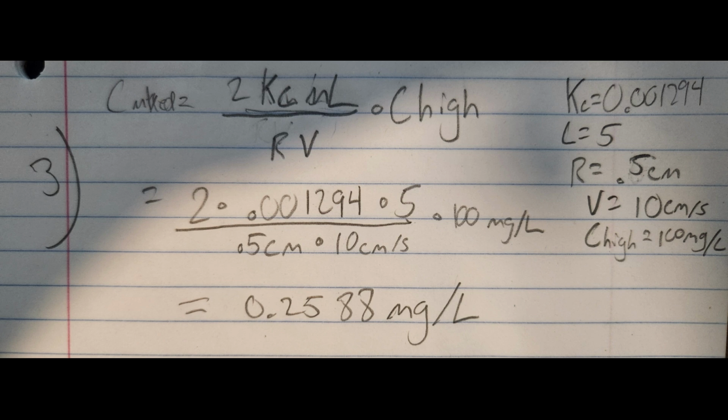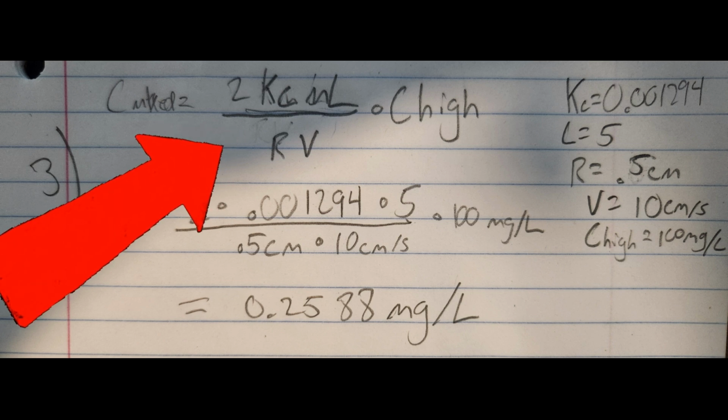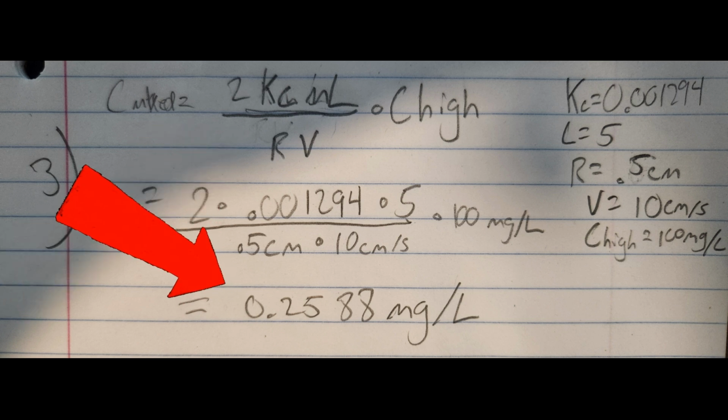Finally, I needed to identify C mixed as the blood exits the stent. Here I used the equation for the mixed concentration from our equation sheet. C mix is equal to 2 Kc L over R V times C high. Solving, I got a mixed concentration of 0.2588 milligrams per liter.